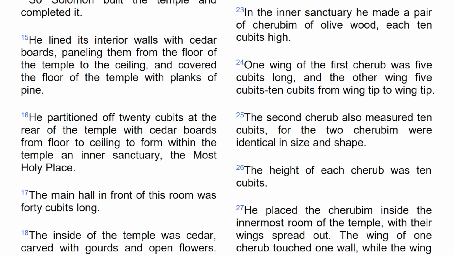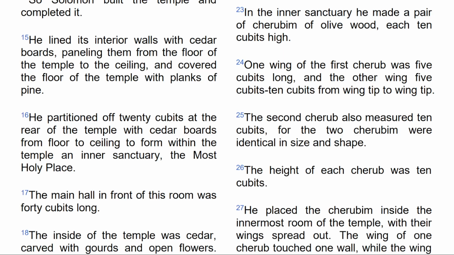So Solomon built the temple and completed it. He lined its interior walls with cedar boards, paneling them from the floor of the temple to the ceiling, and covered the floor of the temple with planks of pine. He partitioned off 20 cubits at the rear of the temple with cedar boards from floor to ceiling to form within the temple an inner sanctuary, the most holy place.